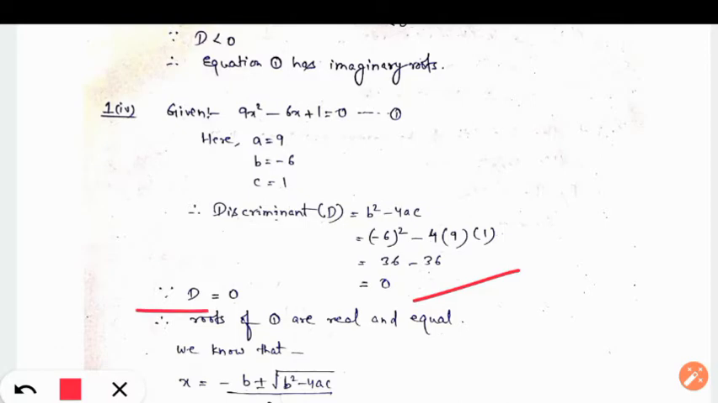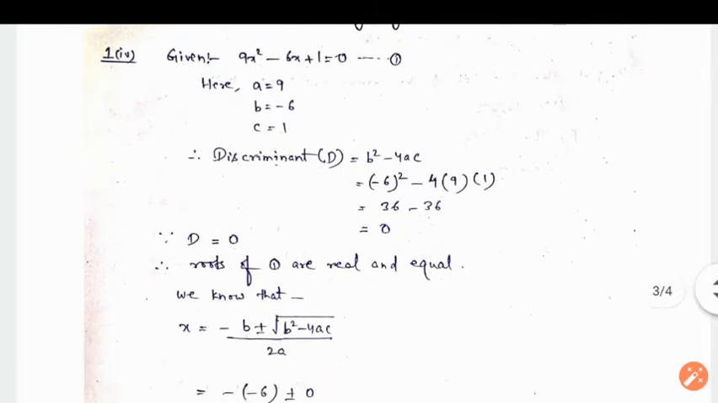So since the discriminant is 0, what will we say about the nature of roots? Roots of 1 are real and equal, right? So roots become real and equal. Now since roots are real, we have to find the roots according to the question.